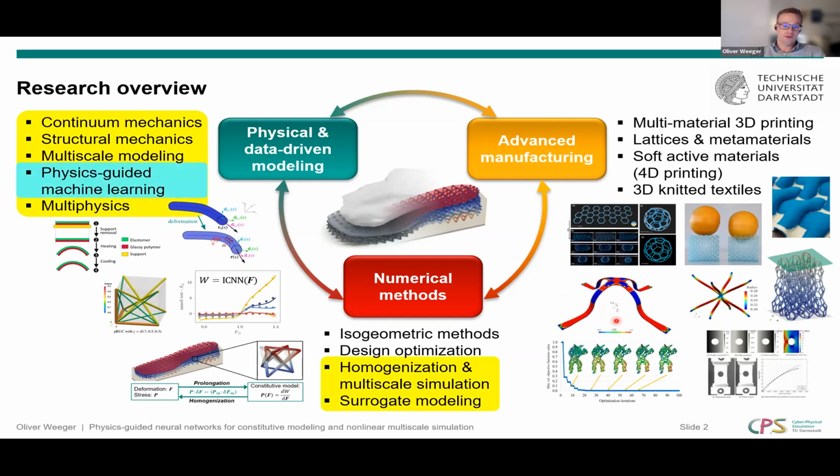I just want to mention that today the focus will be on multiscale simulation. That is basically the application in terms of numerical methods. This has a lot of applications in 3D printing and metamaterials, and also in textiles and composites, but I'm not going to talk so much about the concrete applications today, but rather about the methods themselves, where we use what I call now physics-guided machine learning, or more precisely physics-guided neural networks, in order to do modeling and simulation in continuum mechanics, and especially for multiscale simulation, and also a little bit for multiphysics.